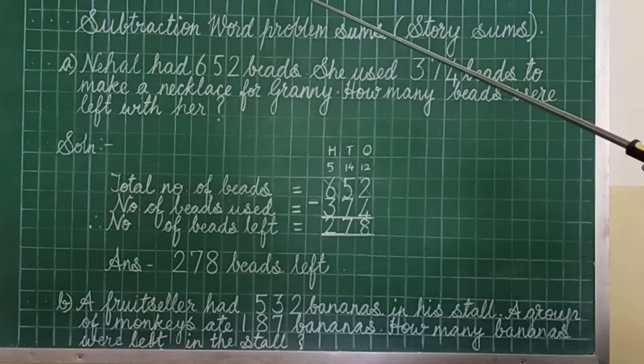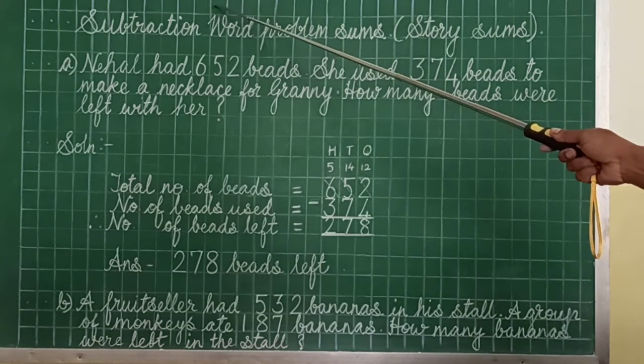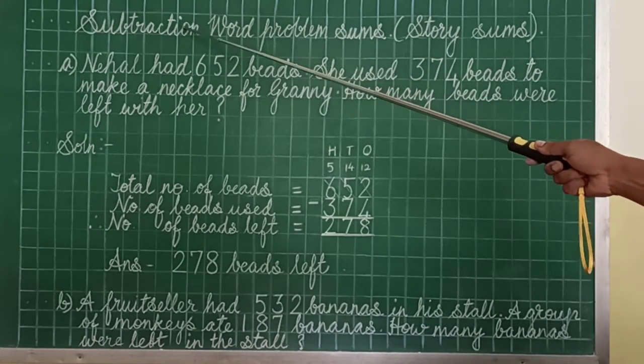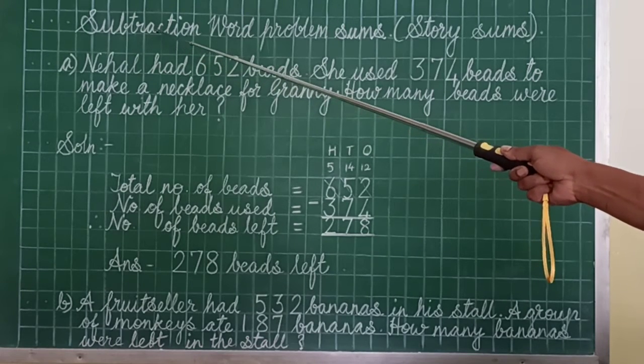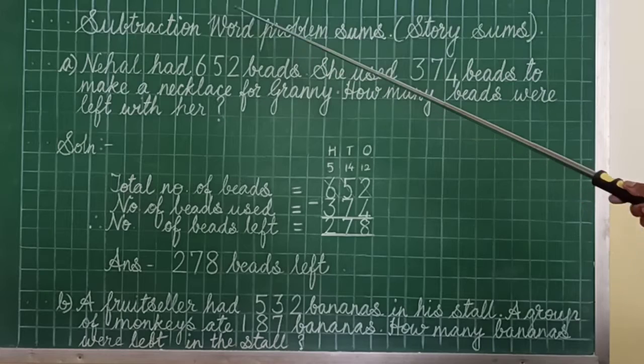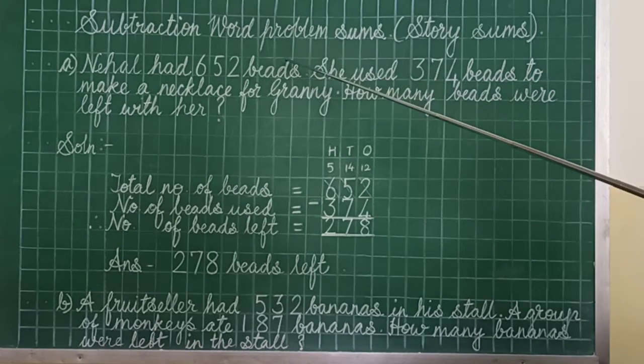Children, this is your maths classwork notebook. From the top side leave this top line. In the next line, after leaving 3 boxes from the left hand side, write down subtraction word problem sums. It is also called as story sums. Write down this in the bracket. And children, if this will not cover in the one line, you can use another line for writing this. Now after that leave one line.